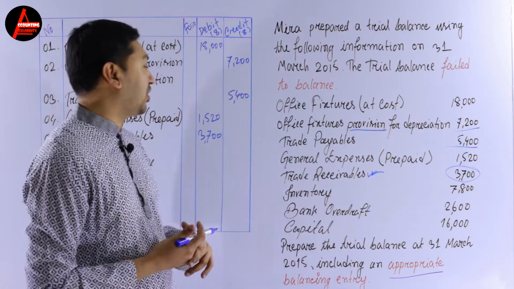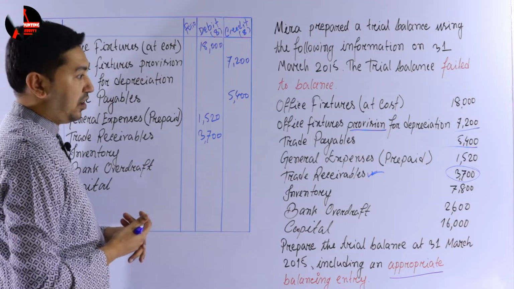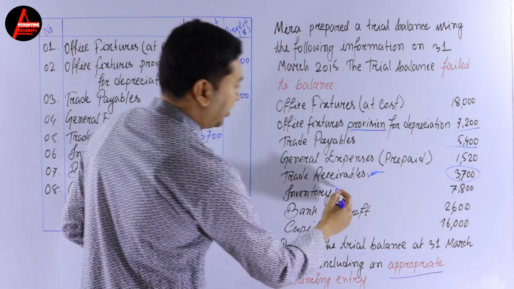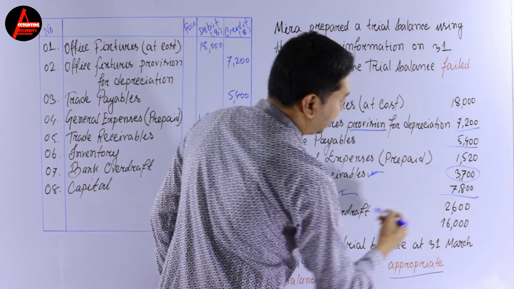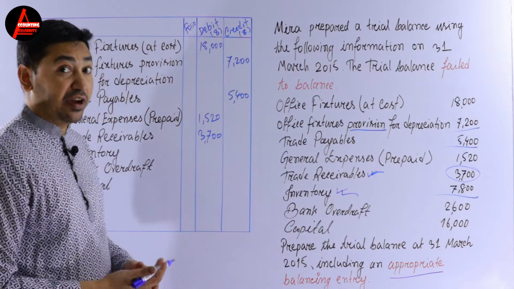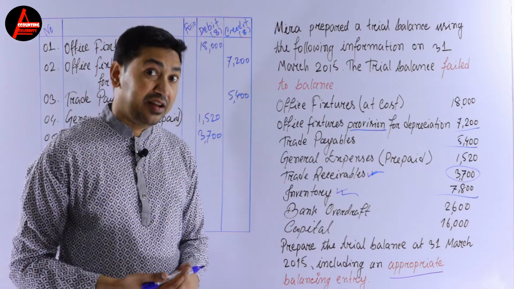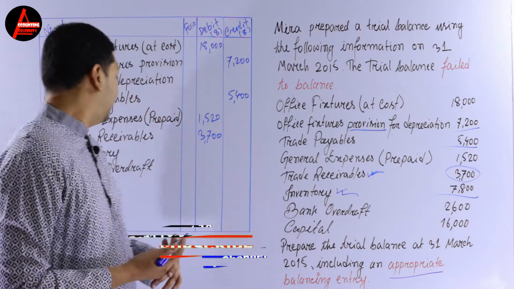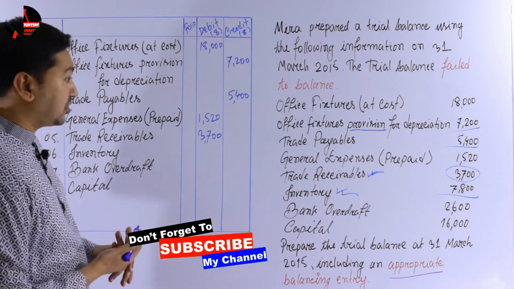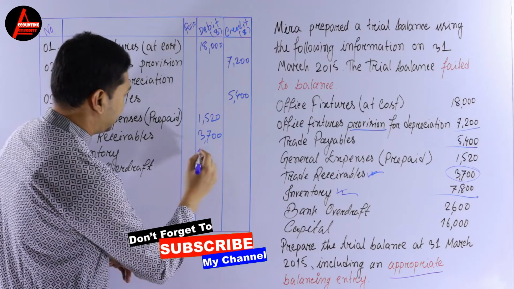So what do we have next? It is inventory. Inventory is 7,800. You know, inventory is a current asset. Current asset comes in the debit side. So right here in the debit column 7,800.